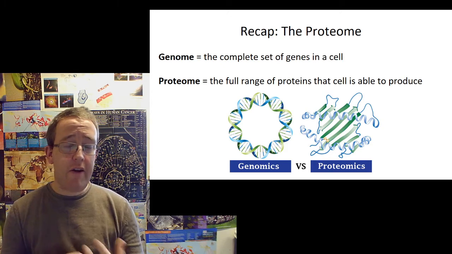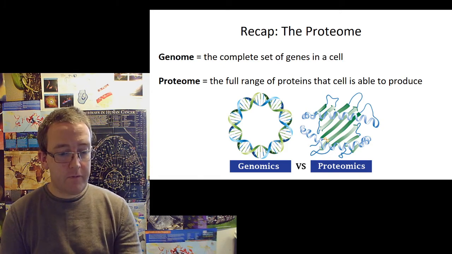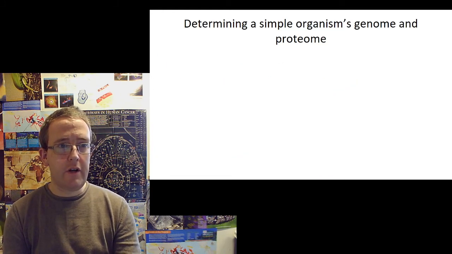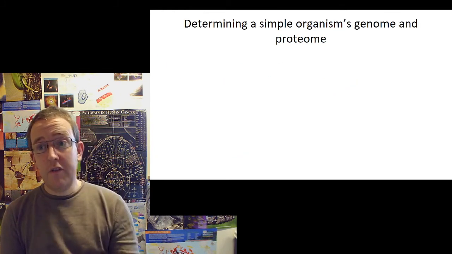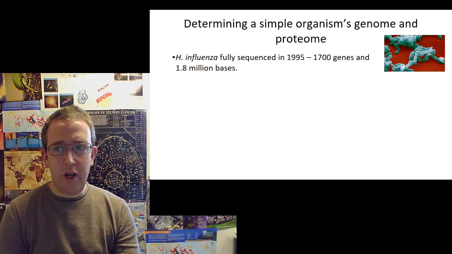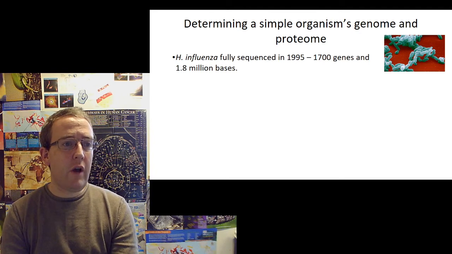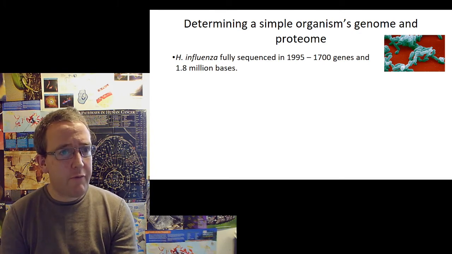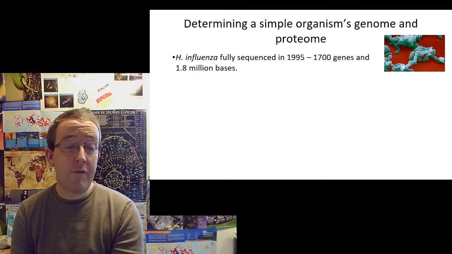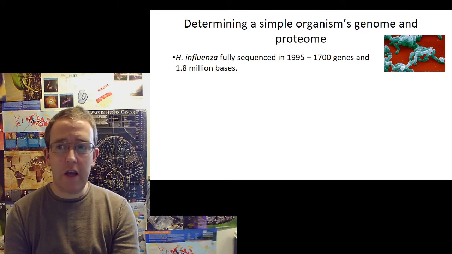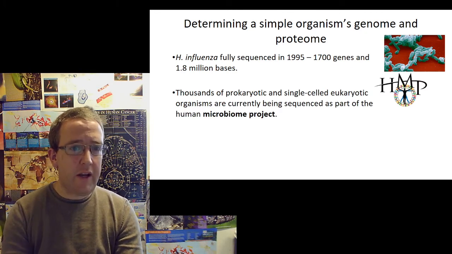Whereas with eukaryotes, it's a lot more complicated. So that's why more prokaryotes have been sequenced, as well as their very small size. Determining a simple organism's genome and proteome is quite easy. So let's have a look at some examples. A bacterium that causes flu, Haemophilus influenzae, was fully sequenced in 1995: 1,700 genes and 1.8 million bases. Sequence that, lovely, job's a good one.